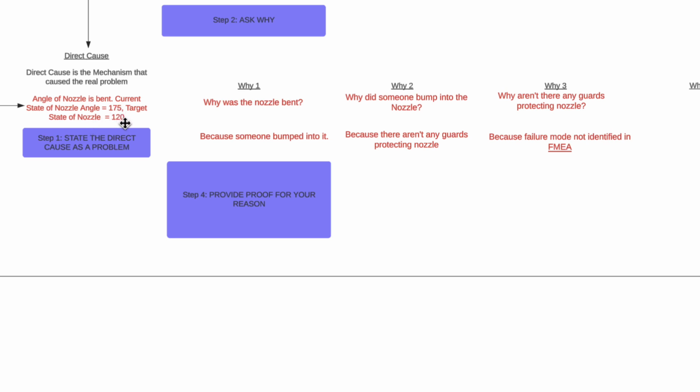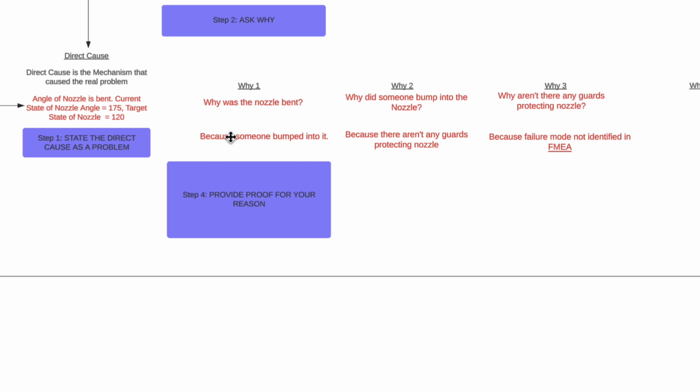So that way we know that we have a target and we have an actual. That's a problem. It should be 120 degrees, but it's bent to 175. Then you can ask the question, why? Why is the nozzle bent? And when you go through your whys, make sure you answer the why with some kind of proof or evidence.